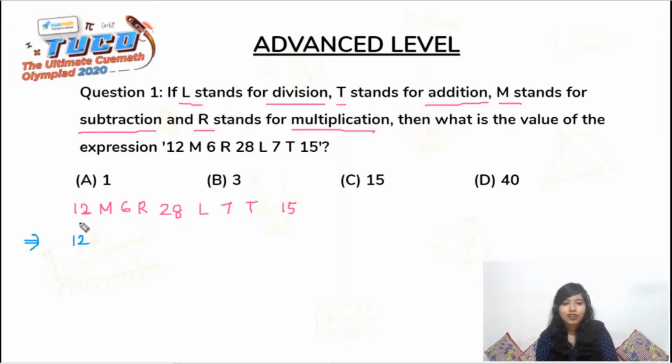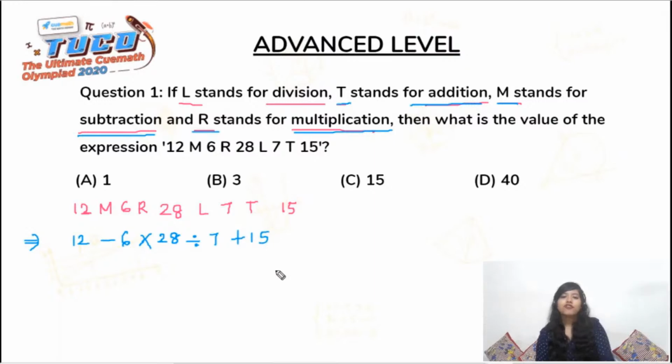12. And we all know that M stands for subtraction, which is already marked here. So I'm replacing it with minus 6. And R stands for multiplication, which I can replace with a multiplication operator. And then I have a 28. And then I see that L can be replaced by division, divided by 7. And T can be replaced by addition, which is nothing but plus 15. So from here, we'll go ahead and solve this further.